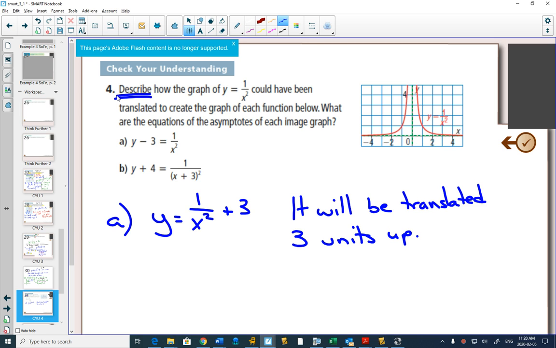On our original graph, I'll draw them in with a red dotted line here anyways. Our original asymptotes are at x equals 0 and y equals 0. In A, if you translated that 3 units up, can you see that your asymptotes would still be x equals 0, but your horizontal one, if you moved it up 3 units, would now be at y equals 3.